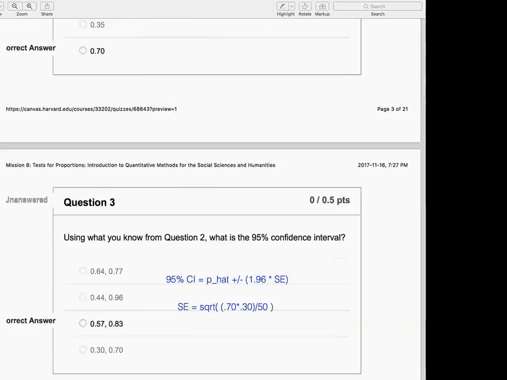So what is the 95% confidence interval here? In expectation, it will be 57 to 83 for our given estimate. Okay.